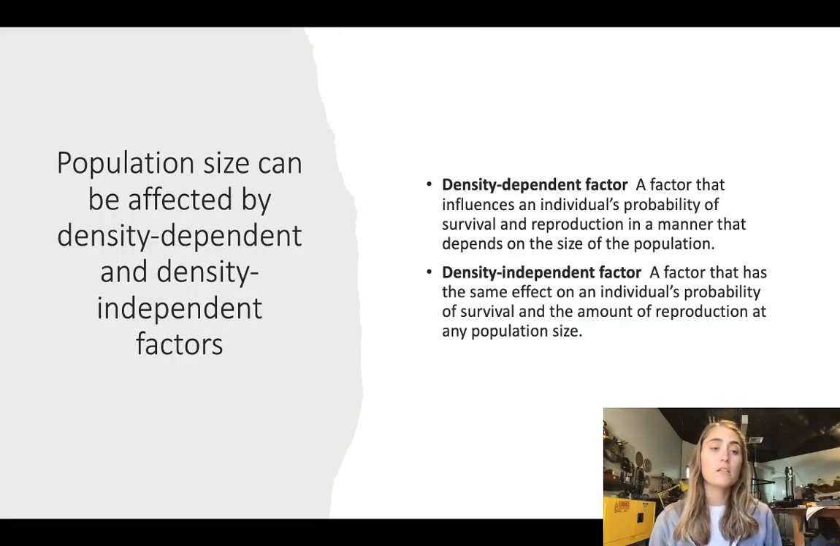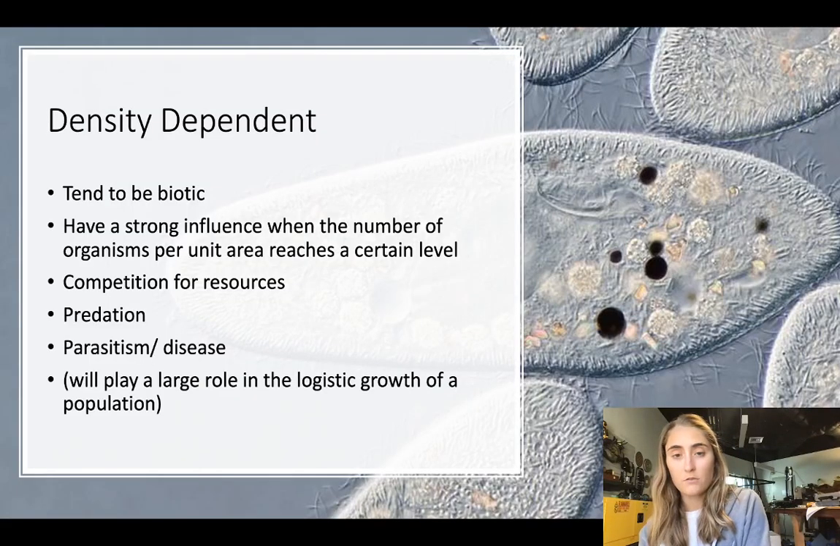So what are these things that are affecting our carrying capacity? We can categorize these into either density dependent or density independent factors. A density dependent factor is going to influence the individual's probability of survival and reproduction, but it's going to be dependent on the size of the population that they are in. Whereas a density independent factor is going to have the same effect on your probability of survival, regardless of whatever the population size is. So if that's confusing, let's take a look.